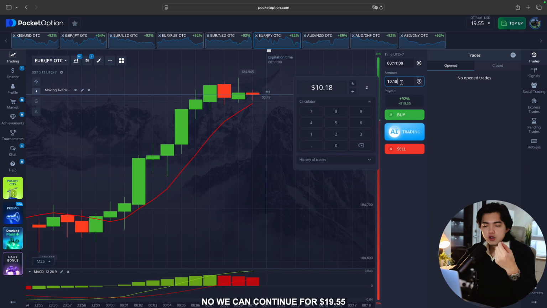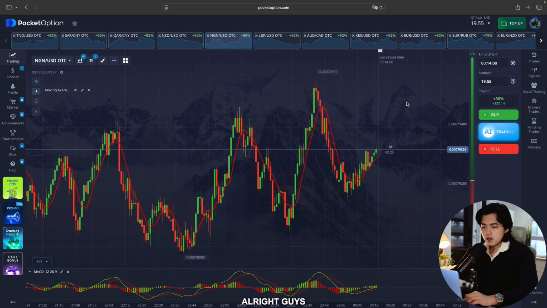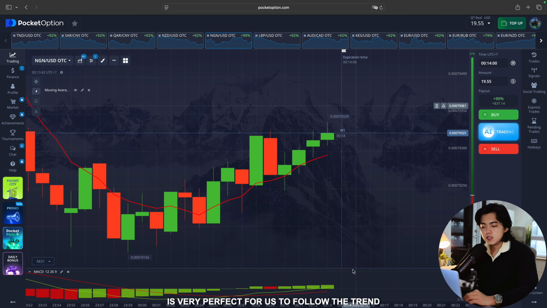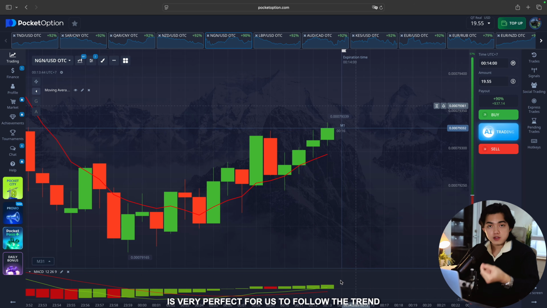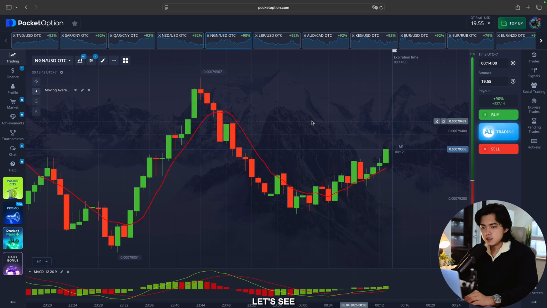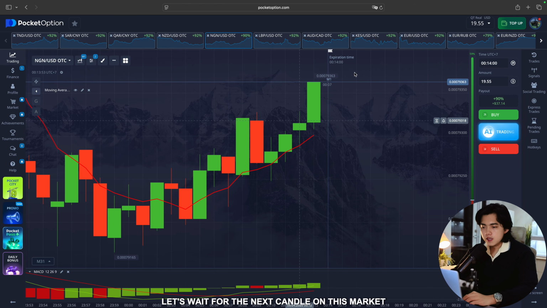Now we can continue for 19.55. Alright guys, on this market the price formation is not really good, but the momentum is very perfect for us to follow the trend. So I will try to buy an option on this market. Let's wait for the next candle on this market.